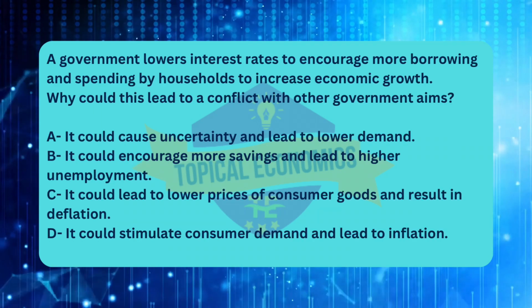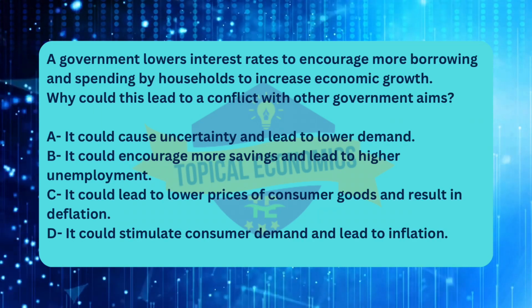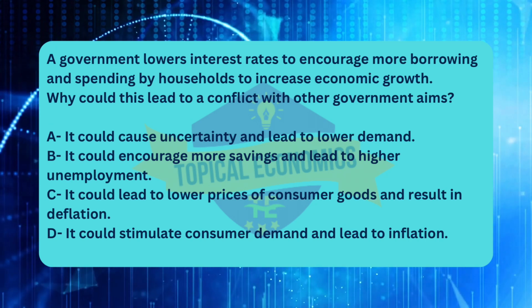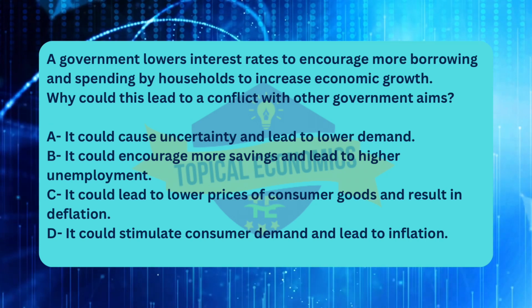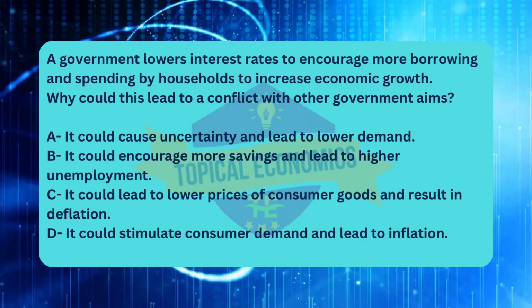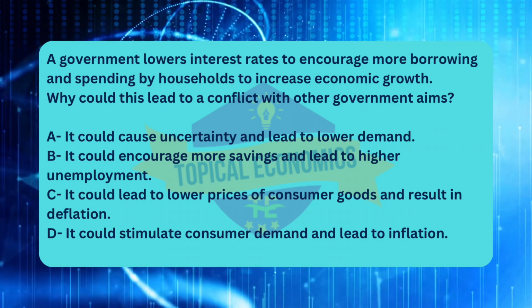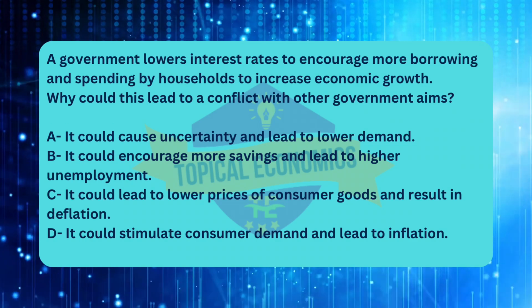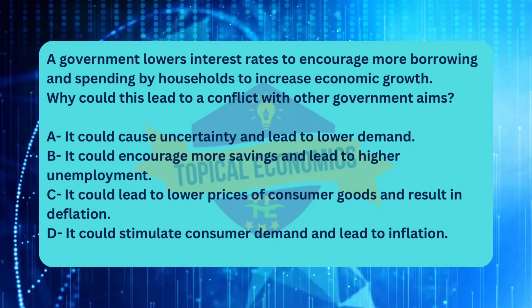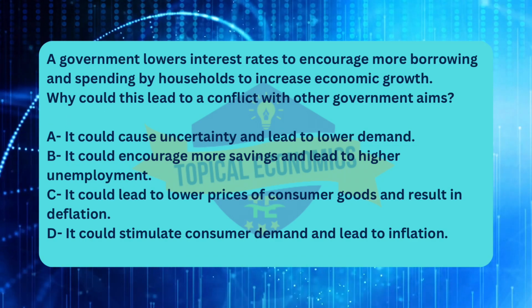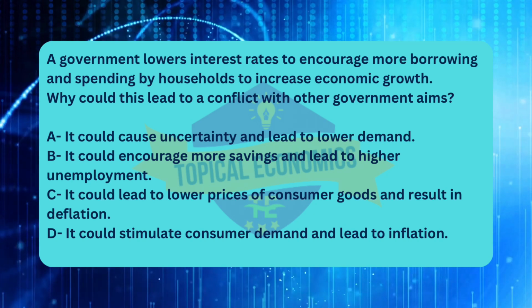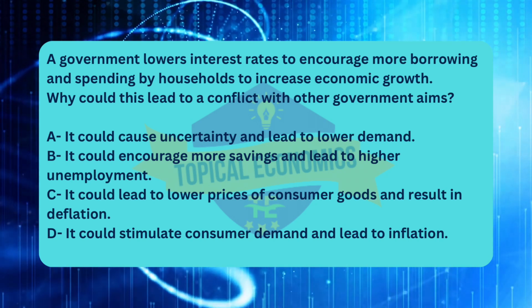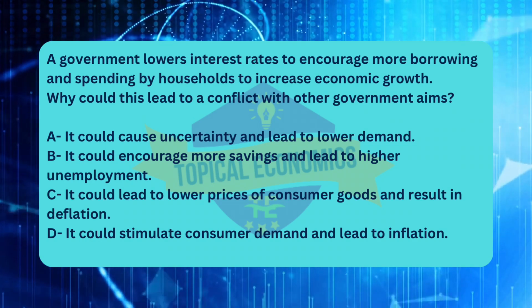Moving to question 8. A government lowers interest rates to encourage more borrowing and spending by households to increase economic growth. Why could this lead to a conflict with other government aims? A. It could cause uncertainty and lead to lower demand. B. It could encourage more savings and lead to higher unemployment. C. It could lead to lower prices of consumer goods and result in deflation. D. It could stimulate consumer demand and lead to inflation.